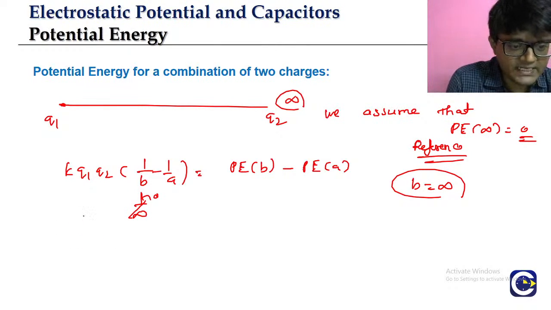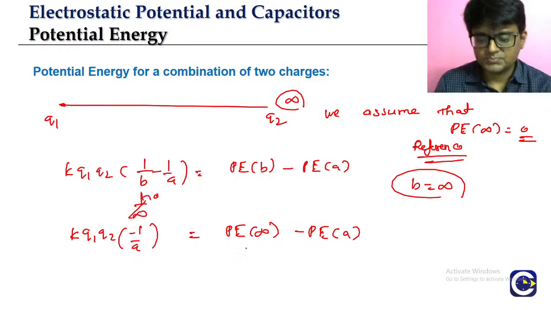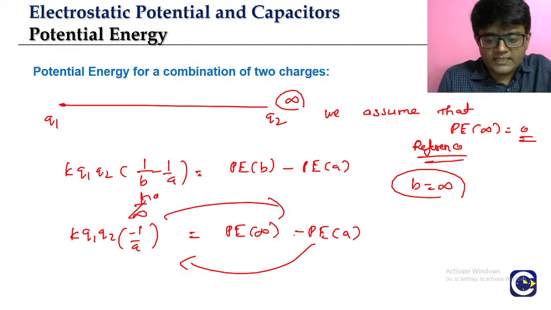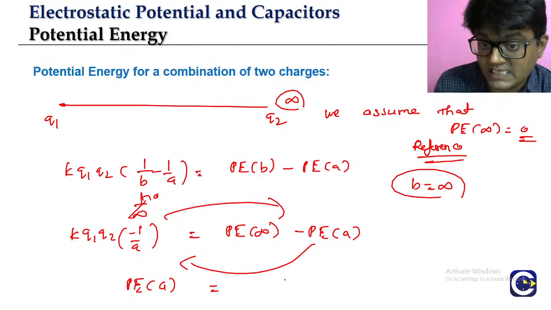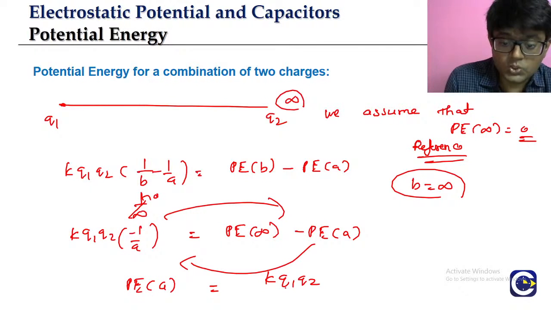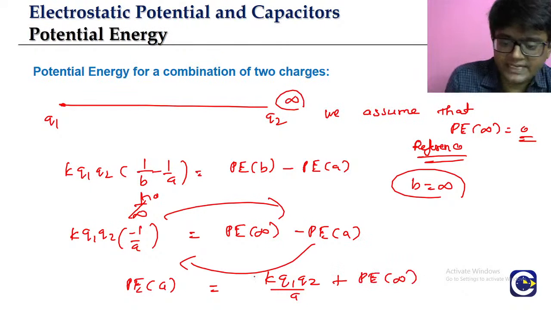So பாருங்க left hand side என்ன இருக்கும்? K q1 q2 into minus 1 by a is equal to potential energy at infinite distance minus potential energy at a. இதுல என்ன தெரியுமா? அப்படியே நம்ம rearrange பண்ணணும். இது இந்த பக்கம் எடுத்துட்டு வந்தா it will become what? Plus potential energy when the two charges are at separation a is equal to what? Minus right side போனா it will become what? Positive. K q1 q2 by a plus potential energy at infinite distance.